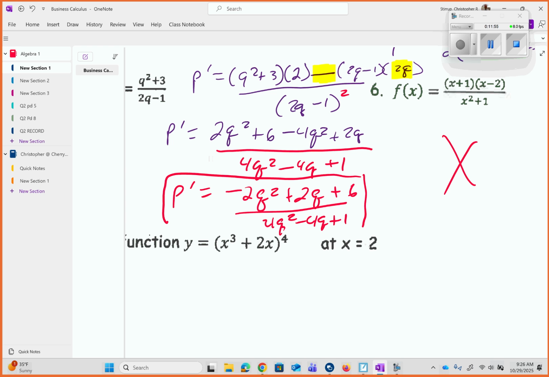And then, or I guess you could FOIL out the top and then do the quotient rule. But number 6 could be a combination of the product rule and the quotient rule if you leave it as is. I'm not going to panic about doing one of those for right now.